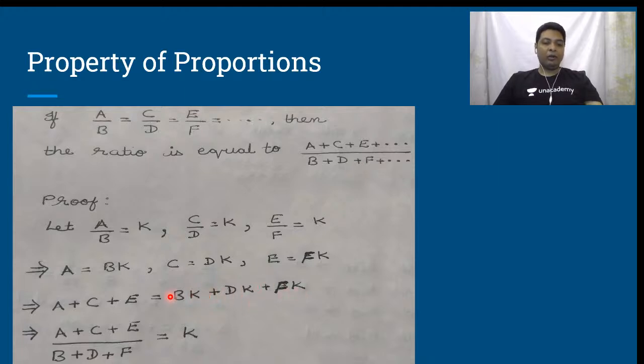You take k common outside, k into b plus d plus f. Bring that to the denominator on the left hand side, we'll get A plus C plus E by B plus D plus F is equal to K. That is nothing but the sum of all the numerators to the sum of all the denominators will also be equal to the same ratio as each of these individual parts, which is A by B or C by D or E by F. Is that clear?